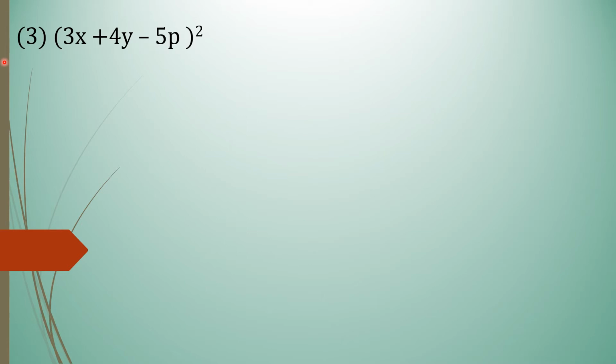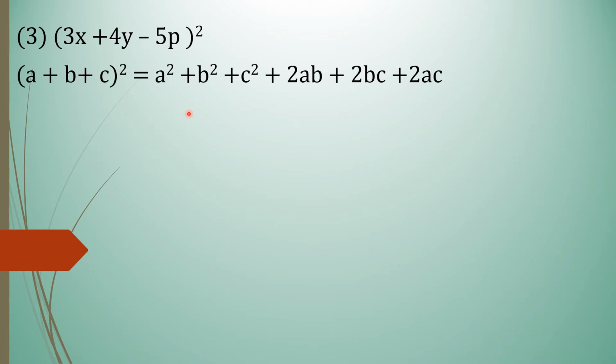Now what is given in the third one, students? 3x plus 4y minus 5p the whole square. So we'll use the formula (a plus b plus c) the whole square equals a square plus b square plus c square plus 2ab plus 2bc plus 2ac. Here our a term is the first term, that is 3x, b is 4y, and c is minus 5p. So we'll get a equal to 3x, b is 4y, and c is minus 5p.